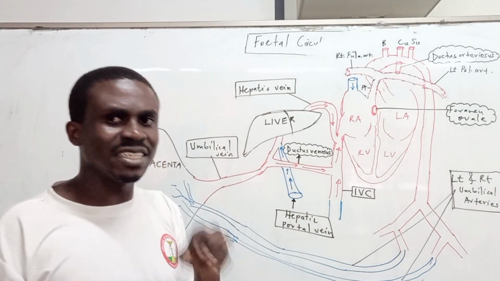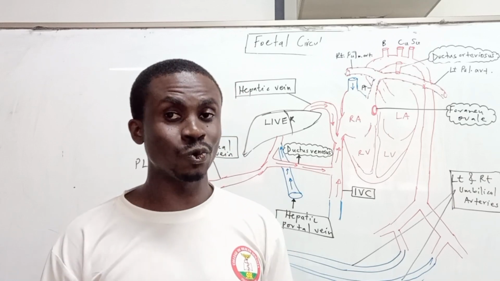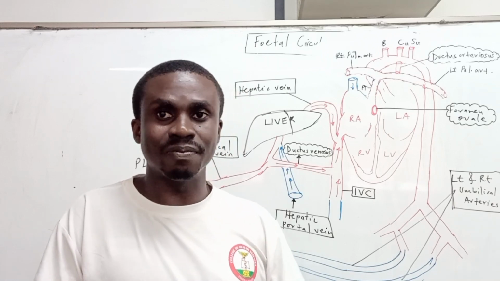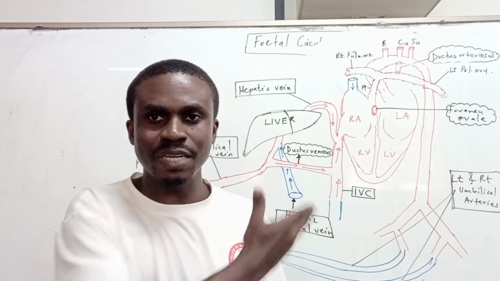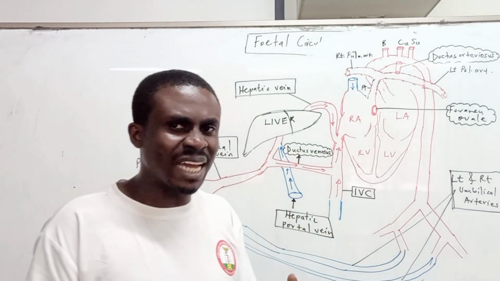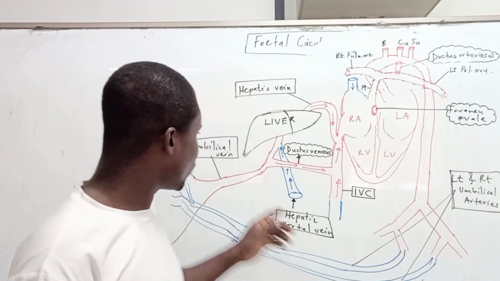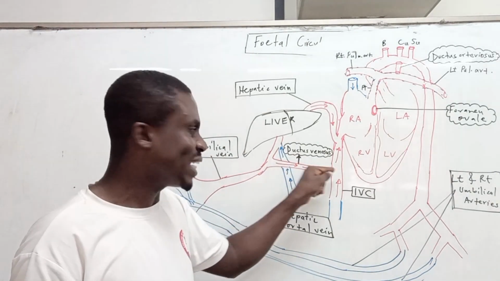Now we said that the liver is metabolically very active, as I even told you. The fetus's cells are very active, and metabolically, the liver is a very active site. So we want to significantly bypass blood going into the liver. And so that is why the oxygen-rich blood will take a channel.